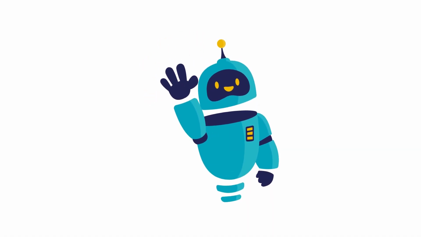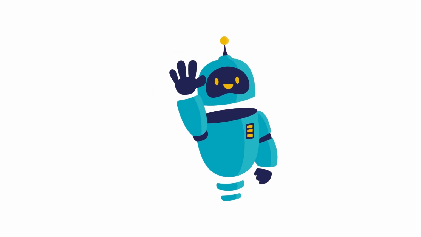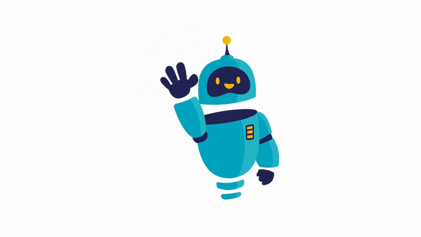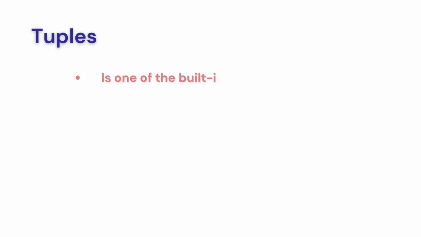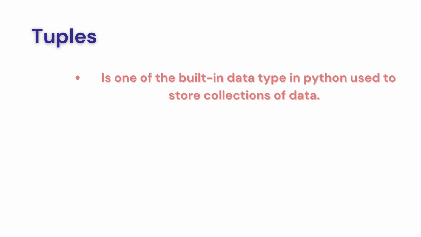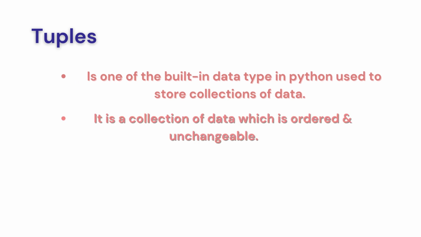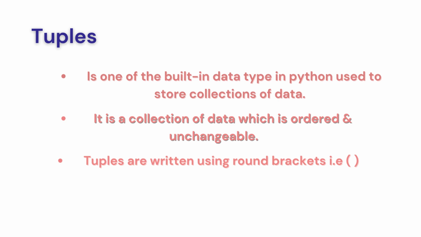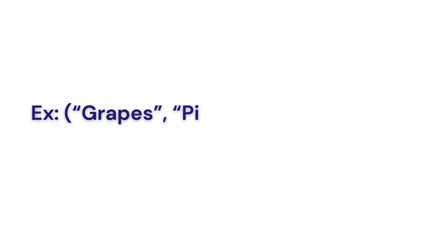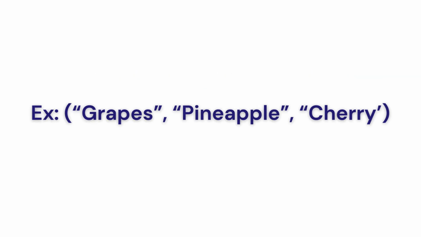In this video, we will learn about tuples and how to alter the tuples. So, let's get started. So, what are tuples? Tuples is one of the built-in data types in Python used to store collections of data. It is a collection of data which is ordered and unchangeable and written using round brackets. For example, tuple is equals to grapes, pineapple, cherry.